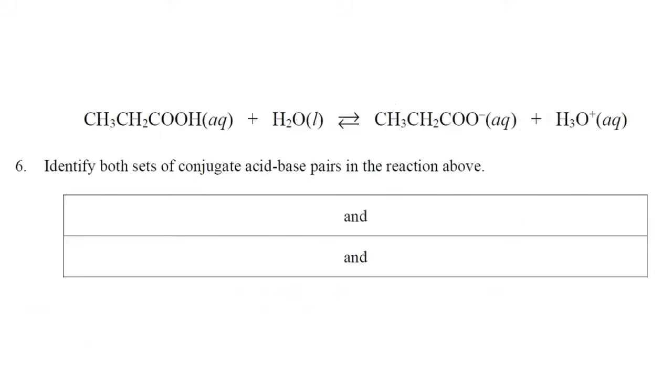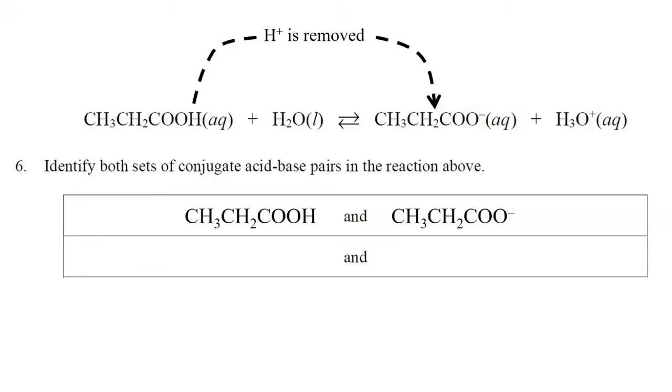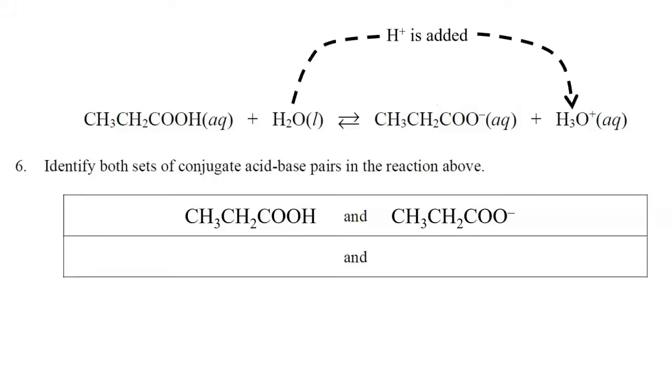All right, this is number 6. Identify both sets of conjugate acid-base pairs in the reaction above. So I see CH3CH2COOH on the left. That's going to behave as an acid. And when the H plus or the proton is removed from that molecule, we get the conjugate base, which is CH3CH2COO minus. The other conjugate acid-base pair would be water. And when H plus is added, we form the hydronium ion. So H3O plus and H2O represent the other conjugate acid-base pair.